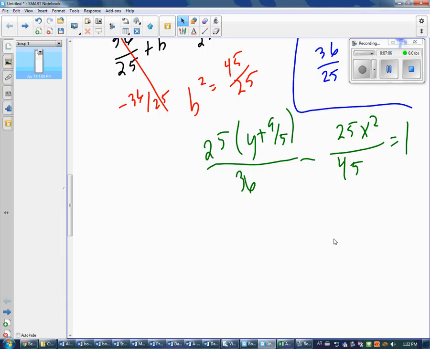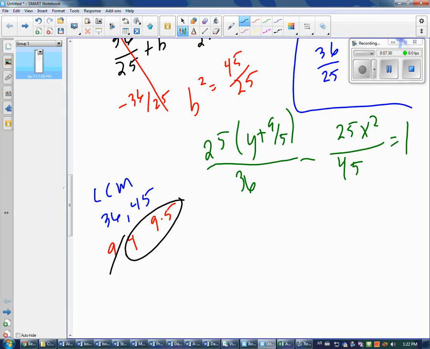You want to pick one number that is divisible by both 36 and 45. So you're looking for the least common multiple of 36 and 45. Notice that they're both divisible by 9. 36 is 9 times 4. 45 is 9 times 5. Because the 9's repeated, you only need to use it once. If you multiply all the factors just once, you'll get the least common multiple. So 4 times 5 is 20. 20 times 9 is 180. So what we're going to do is multiply this equation through by 180, because 180 ends up being divisible by 36 and by 45.